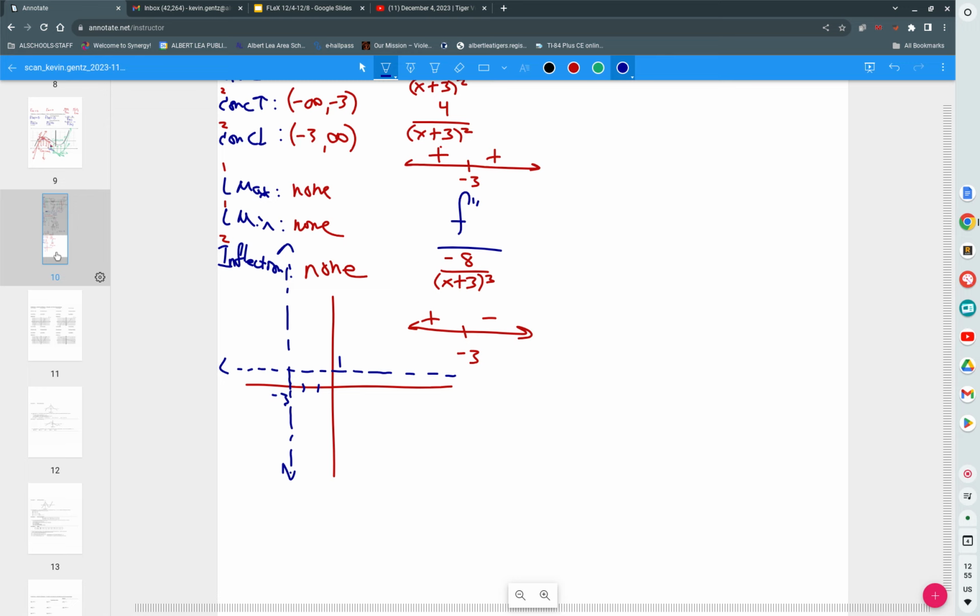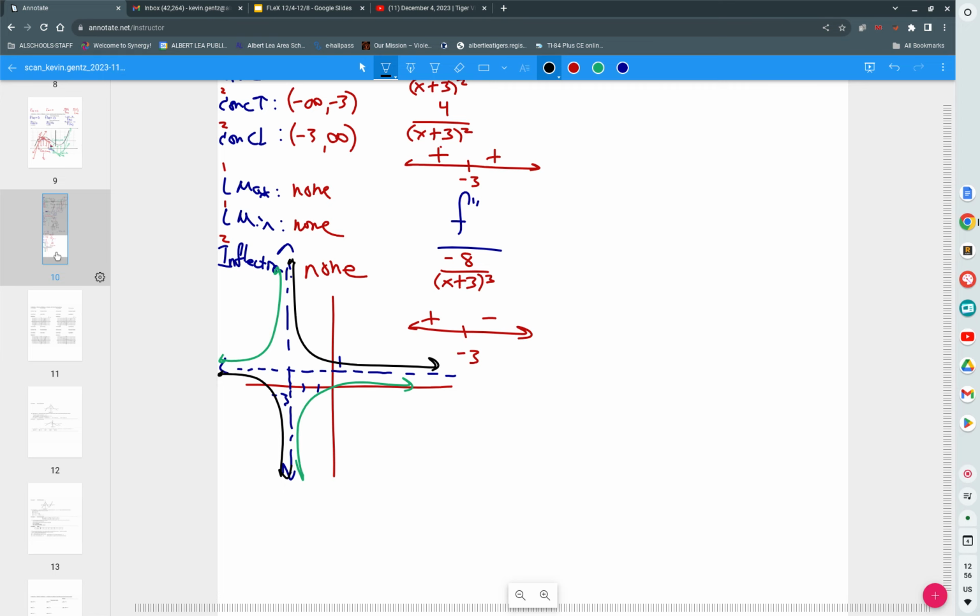It says that it's always increasing. If it's always increasing, is it going to look like the green graph or like the black graph? Everybody agree that the green graph is always increasing, whereas the black graph is always decreasing. So we're not the black graph.